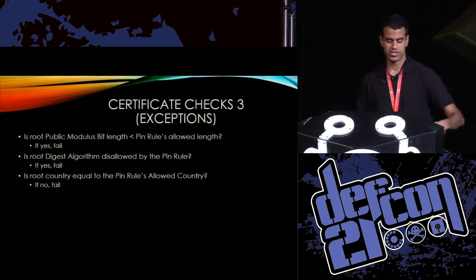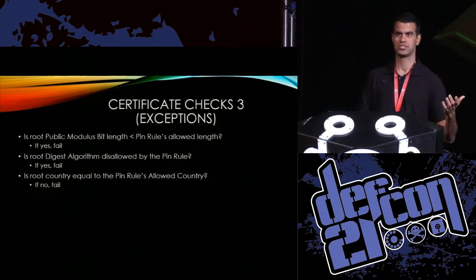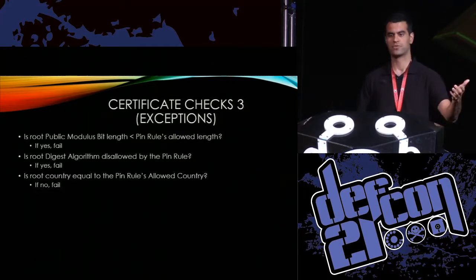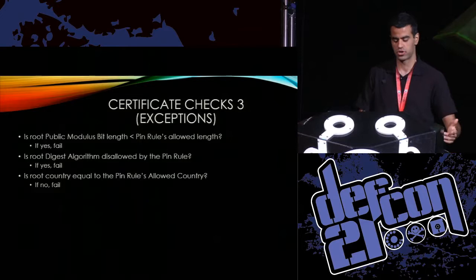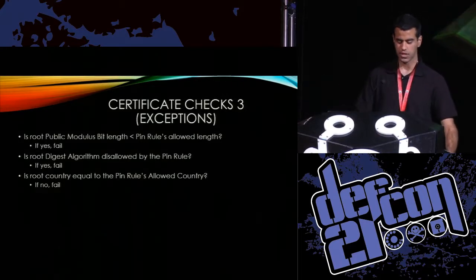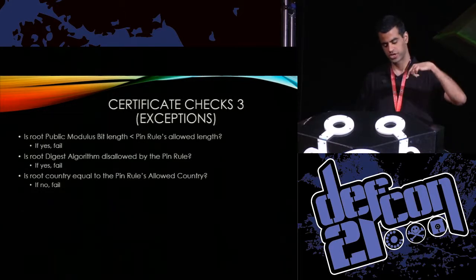And here are what we call exceptions, where we are doing heuristics on the certificates. So we check the public modulus bit length, which is the size of the key, which is basically a measure of the key strength. If you have a 512-bit key, that could be considered small, and if you have a bigger key, that could be considered stronger. So, like I said, it's a measure of the strength of the key. We have a minimum bound on it, so that the user can check that.